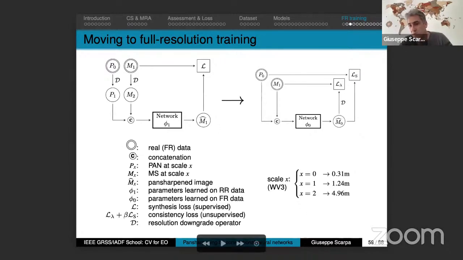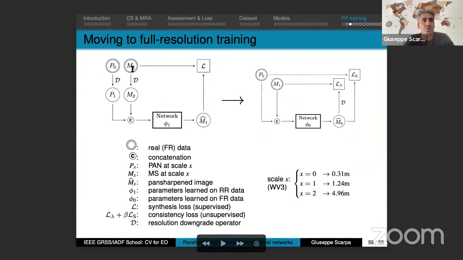I don't know if the question is about this notation that can be a bit misleading, because the indices 0 and 1, and 1 and 2, refer to the actual resolution of the pixels. So P0 and M1 is the couple of images that we have in the full resolution domain. In the full resolution domain, the scale of the panchromatic image is, for example for a WorldView image, 31 centimeters for the pan, but the corresponding MS has 1.24 meters of resolution.